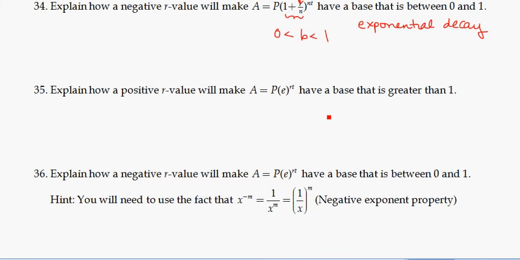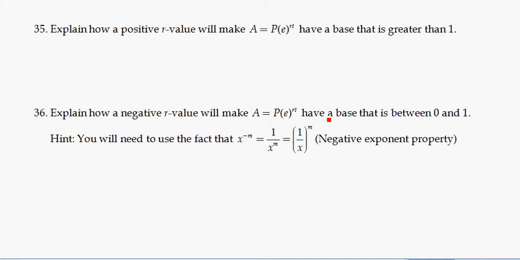Now, what about for continuous compounding? What happens when r values are positive? So notice that if r is positive, then we have e to some positive number. So think of an example like e to the 0.25t. So you've got 2.7 something being raised to the 0.25 power. That's still going to be a base greater than 1. Right? So this is still going to be exponential growth. But if r is negative, so if we have e to the negative 0.25t, for example, that's actually going to be a value between 0 and 1.